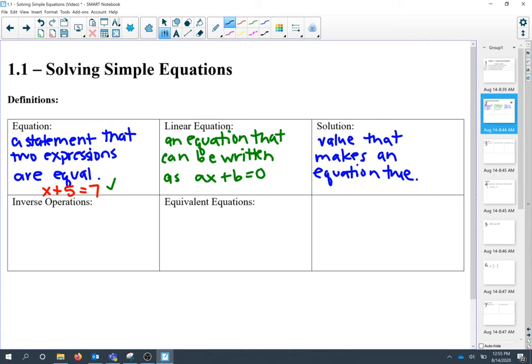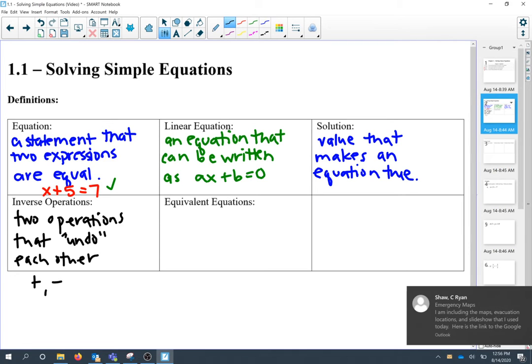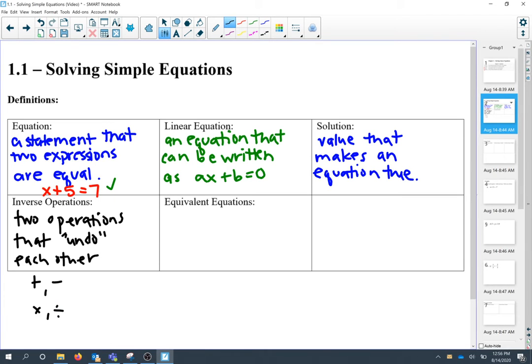Inverse operations are 2 operations that undo each other. So what I mean by that is like addition and subtraction. They're inverse operations, or they're opposite operations of each other. Another would be multiplication and division. They kind of undo each other. And if you forgot that, we will go over it more.